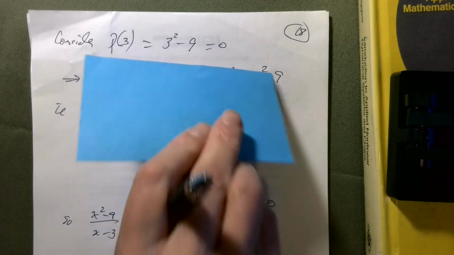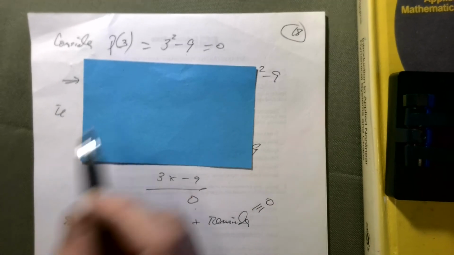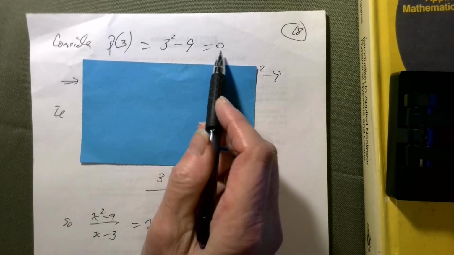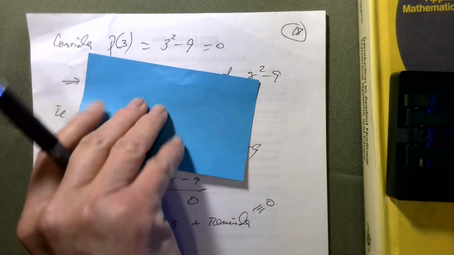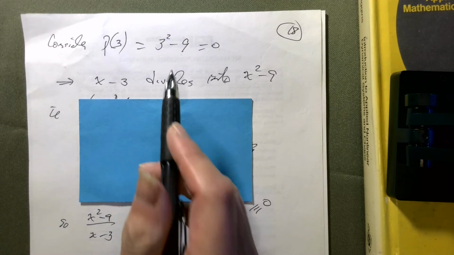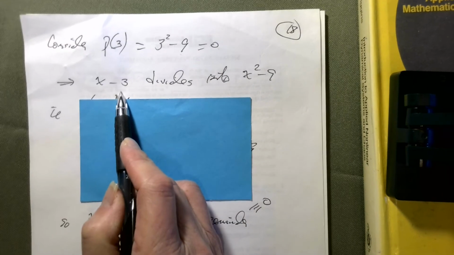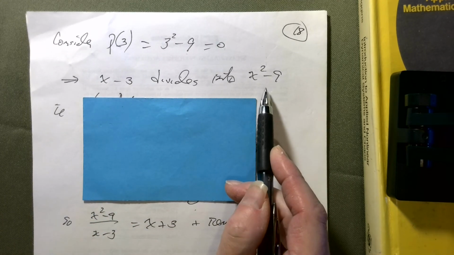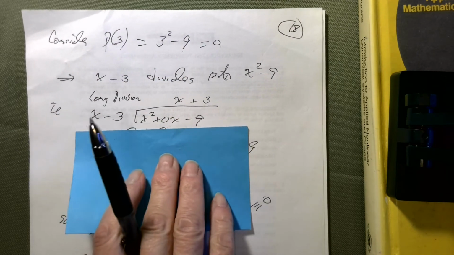So suppose now I look at my x squared minus 9 and I put in a 3. 3 squared minus 9 is in fact 0. So let's do that. What does that mean? X minus this number has to be a factor. That means it has to divide into this evenly. So let's do our long division and see what happens.